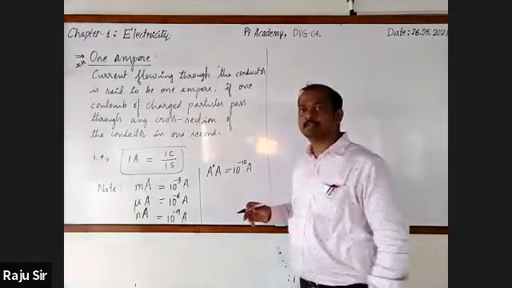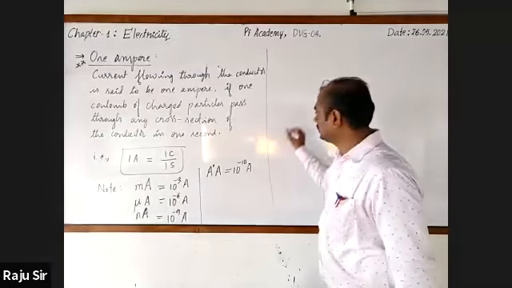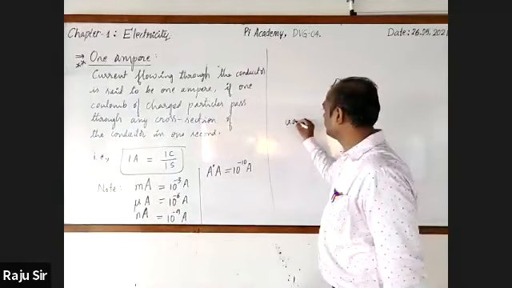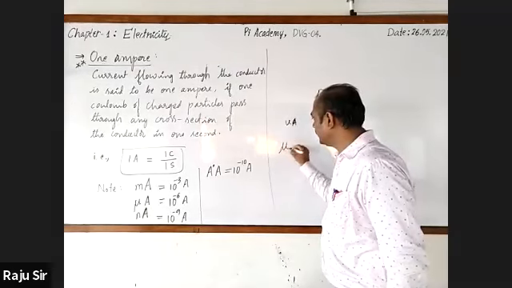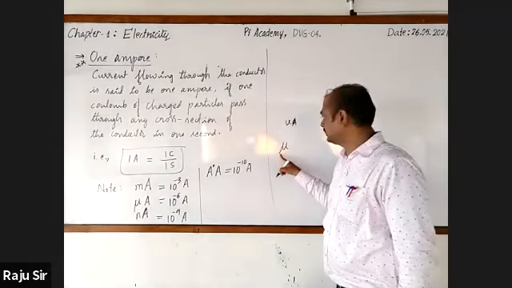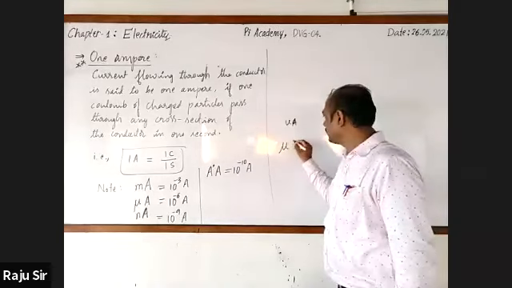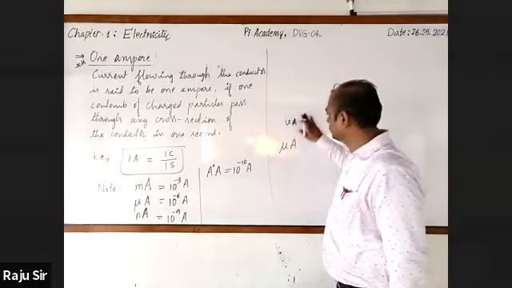One student is asking the question that the second one is not UA, it is micron. Micron, it is the symbol of micron. Micron ampere.